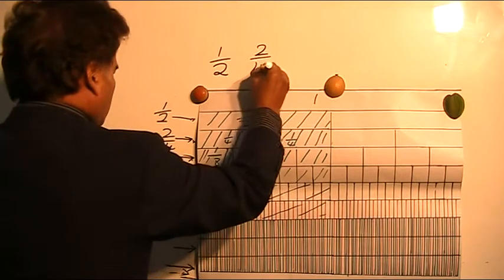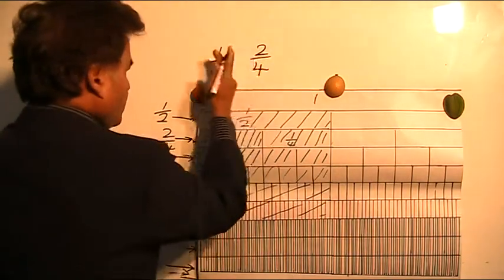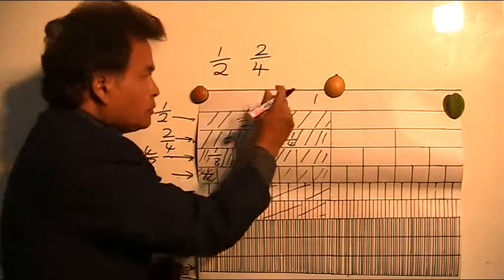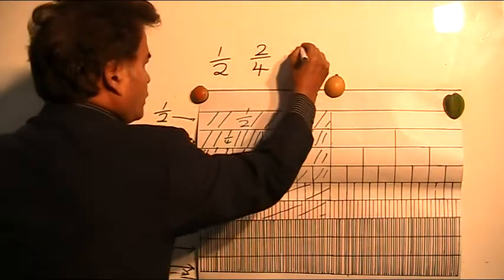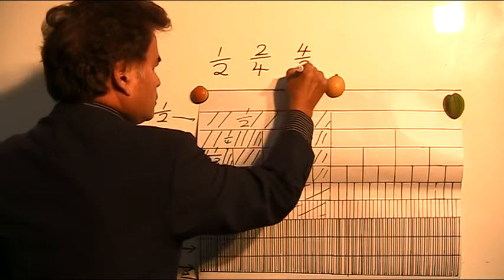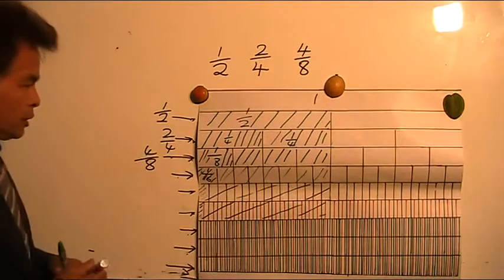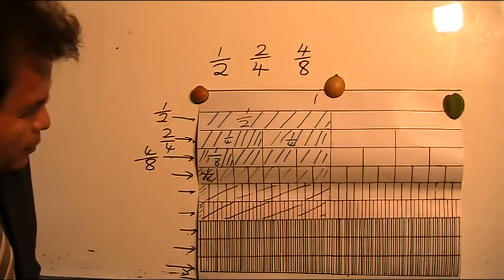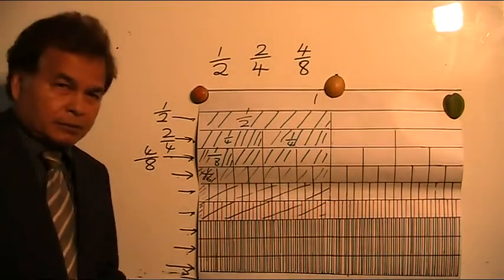2/4, and then give some space, bagi sikit ruang. Jangan rapat sangat tulis, ya. And then 4/8. And do yourself and try to observe pattern. Try to think.